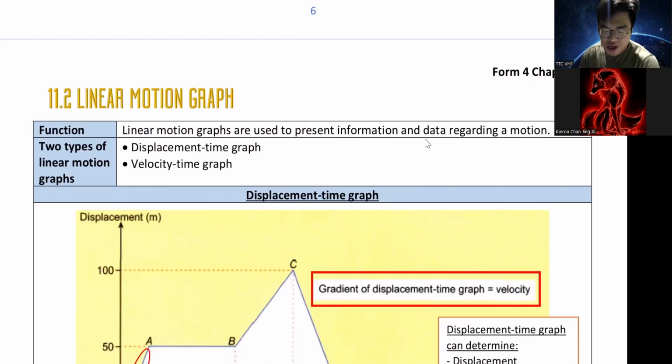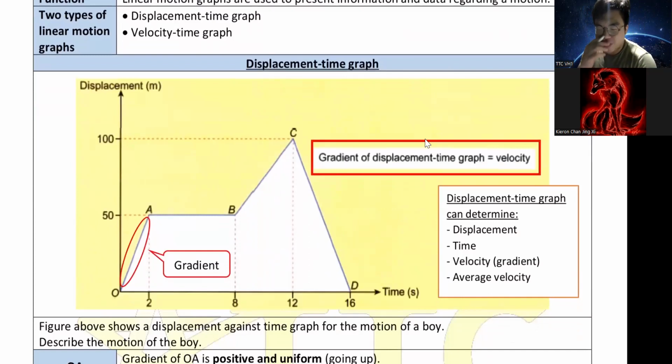Okay, so let me repeat. We had the displacement time graph last week, and the gradient for a displacement time graph is the velocity. That means for this graph, how does the car move? The car goes forward with a steady speed. The car stays, not moving.